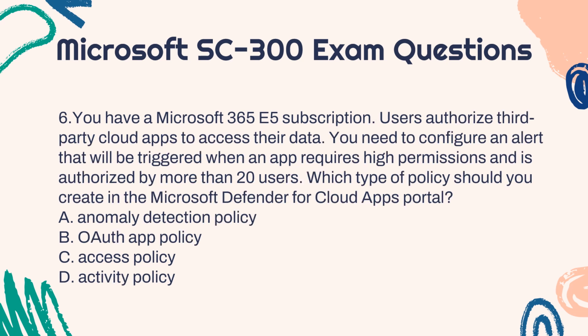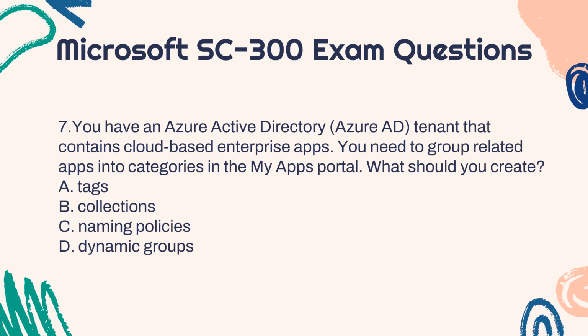6. You have a Microsoft 365 E5 subscription. Users authorize third-party cloud apps to access their data. You need to configure an alert that will be triggered when an app requires high permissions and is authorized by more than 20 users. Which type of policy should you create in the Microsoft Defender for Cloud Apps portal? A. Anomaly detection policy. B. OAuth app policy. C. Access policy. D. Activity policy.